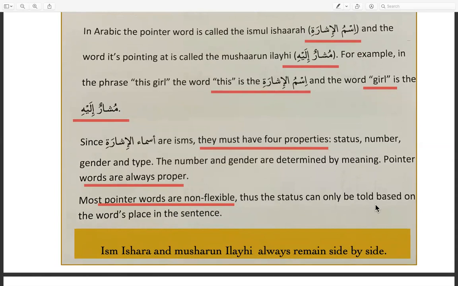And the status can only be told based on the word's place in the sentence. Since they are non-flexible, they are not going to show us what status they are in, but the context of the sentence would help us. This is how we are going to figure out whether it is Rafa, Nasab, or Jar. Ismul Ishara and Musharun Ilay always remain side by side. So there is no long distance between them. That's a good thing. We don't have to find them. They are always side by side.